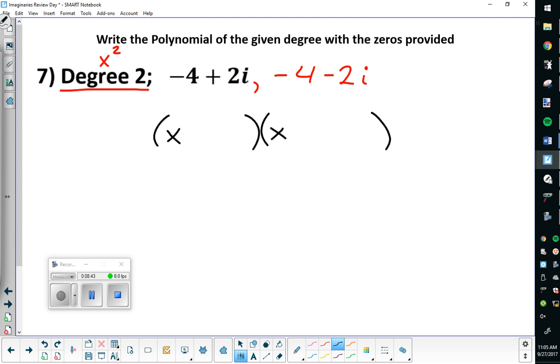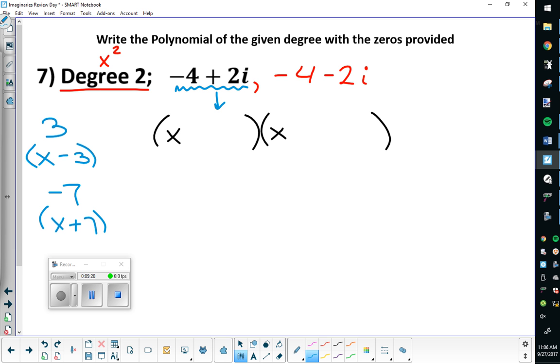When we talk about factors, factors are written with x. So if I want to take this negative 4 plus 2i and write it back inside of parentheses with an x, what do I need to do there? Remember like this, if I told you 3 was a root, what would the factor look like? X minus 3, right? If I had negative 7 as a root, the factor would be x plus 7. We change the sign when we write it with x. When we have a factor, you change the sign.